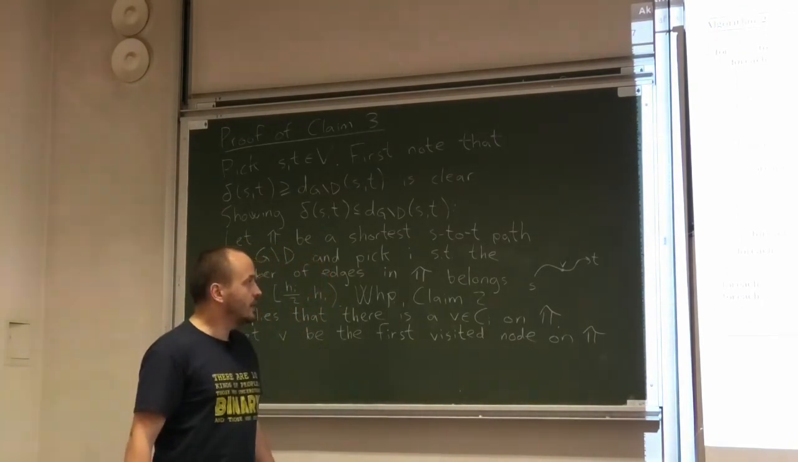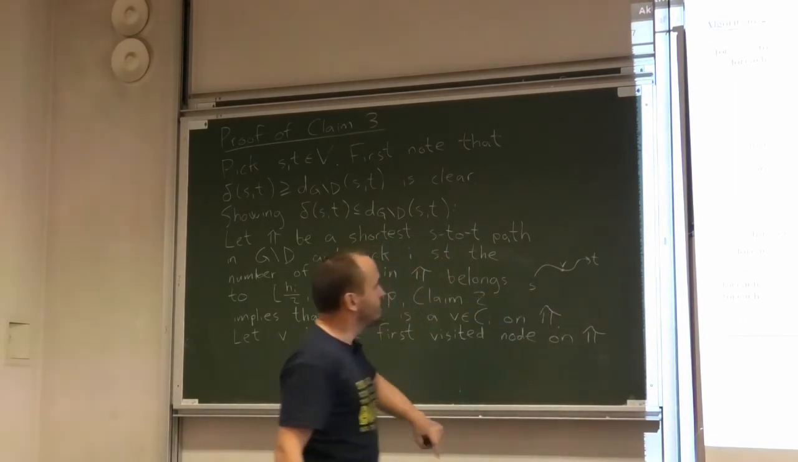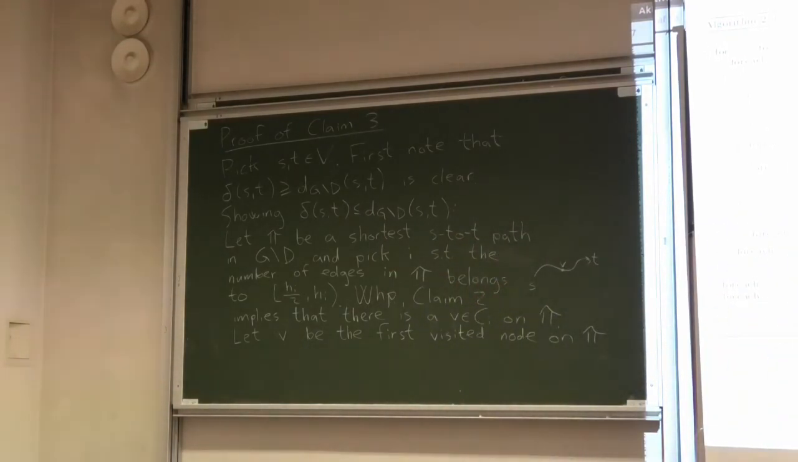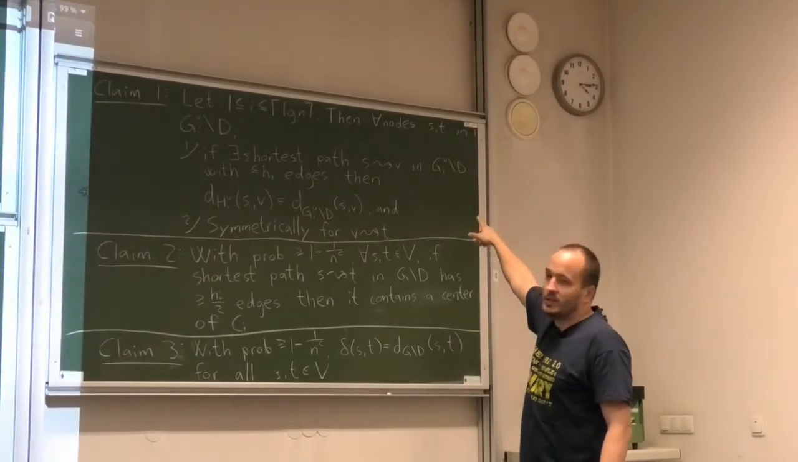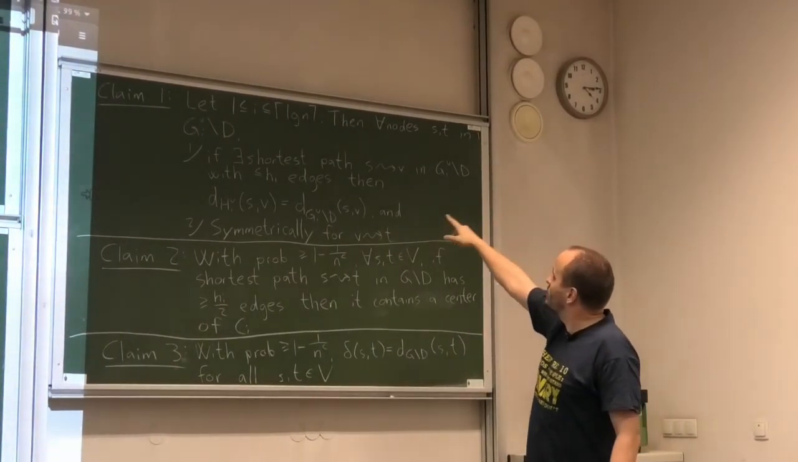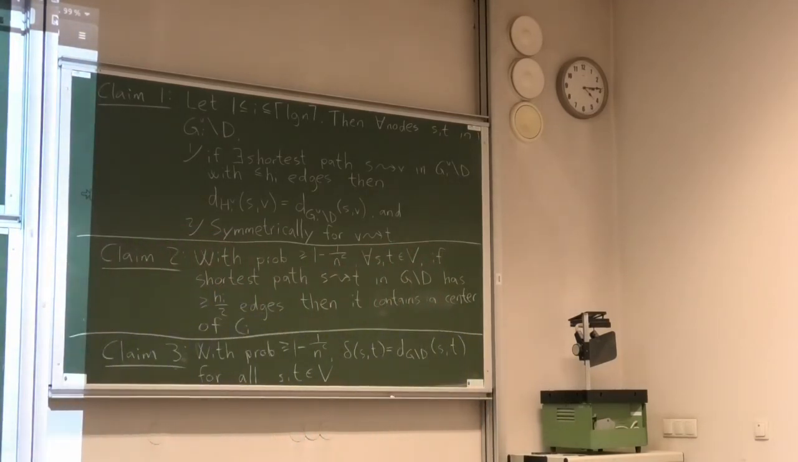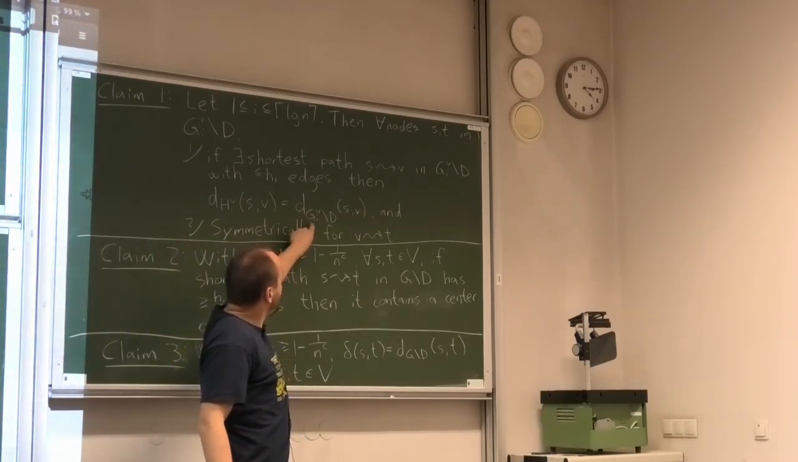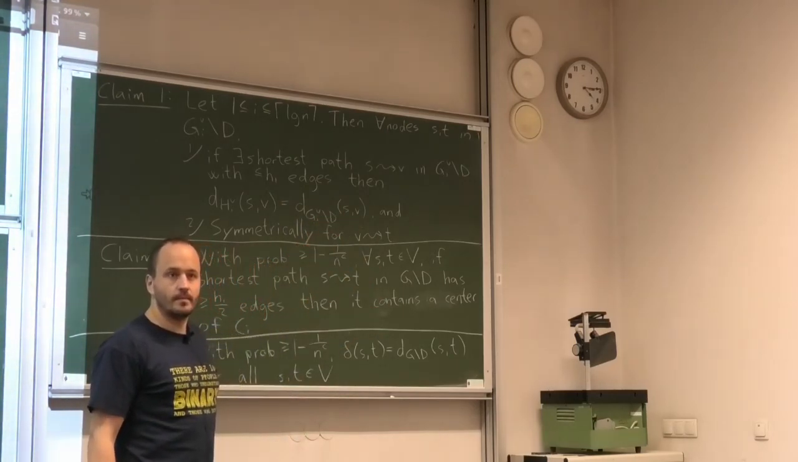What can we now say about distances in this graph when V is chosen in this way? We want to use claim 1 now. So claim 1 says that if there is a shortest path in G_i^V minus D, so let's check, do we actually have such a shortest path in this graph? Well, V was the first visited node on this path. And G_i^V, what was that graph? That was the graph G minus all the vertices that were visited before V at level i.